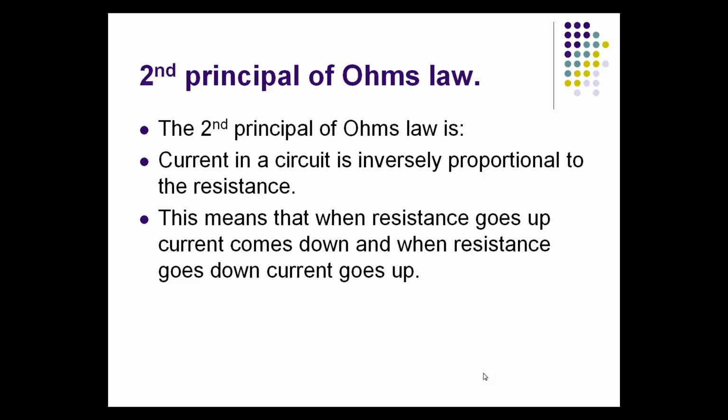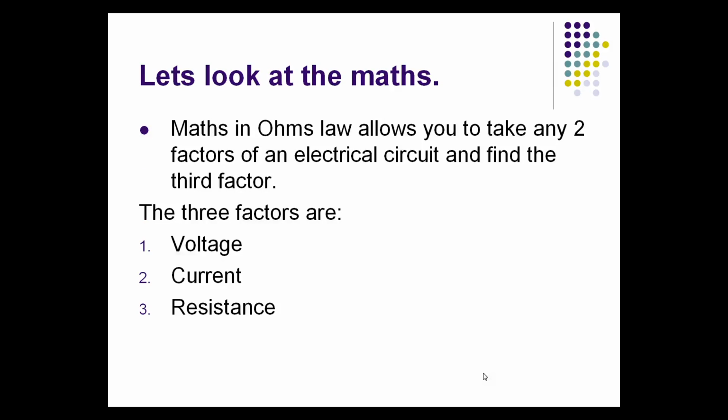The second principle of Ohm's Law is that current in a circuit is inversely proportional to the resistance in the circuit, which means that when resistance goes up, the current comes down. When resistance goes down, current goes up. Those are the two basic principles of Ohm's Law. If you look at Ohm's Law in detail, you will see a lot more to do with those two principles, but those are the two basic principles.